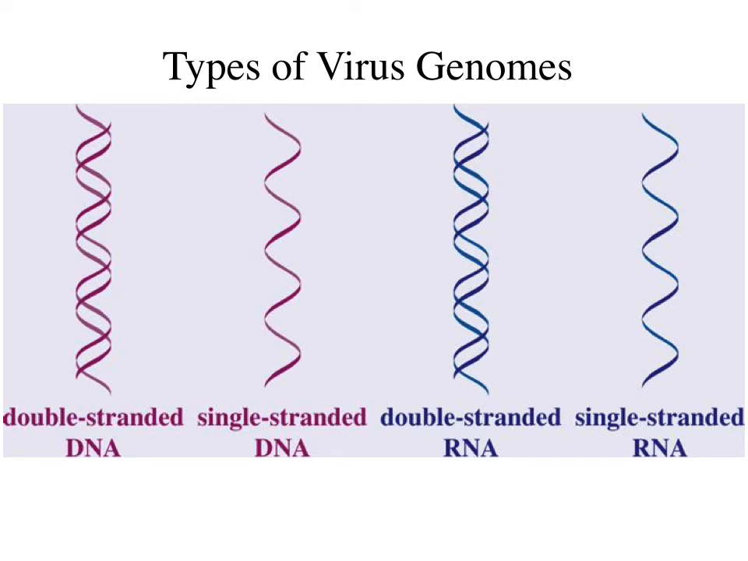And then, of course, we have to look at the type of virus genome. That's going to affect how the virus replicates. We have 4 basic types of virus genomes. We have double-stranded DNA, single-stranded DNA, double-stranded RNA, or single-stranded RNA.